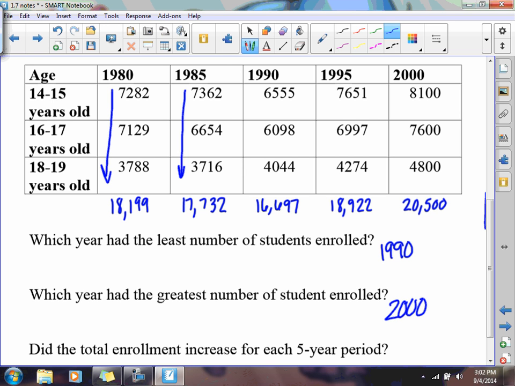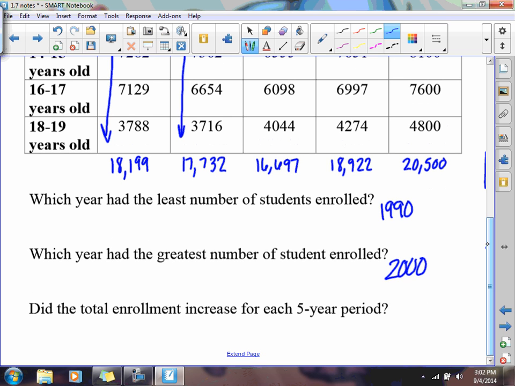And did the total enrollment increase for each 5-year period? So again, we're going to look back at these totals. And even from 1980 to 1985, that didn't increase, that decreased. And 1985 to 1990, that was a decrease again. The last 5-year chunks, those increased, but there wasn't an increase for every 5-year period. So my answer to that third question is going to be no.